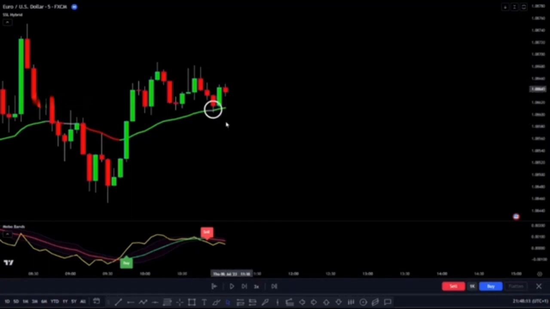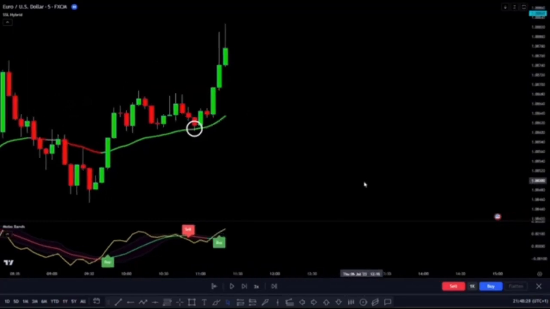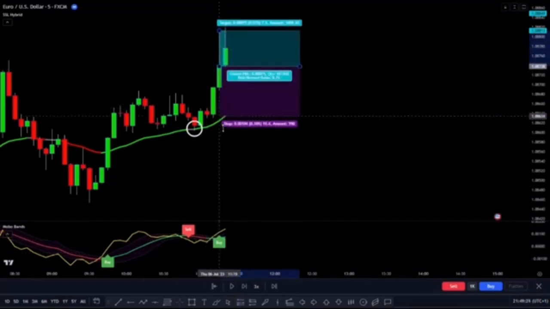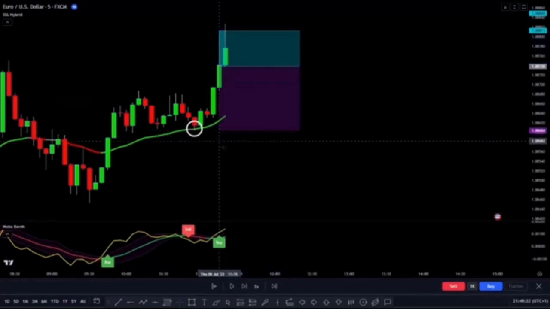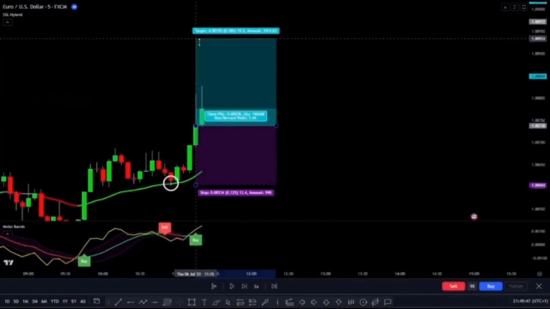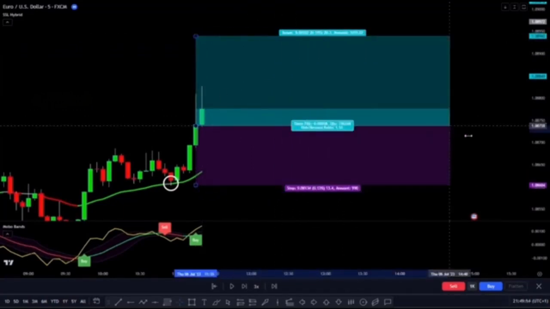After the pullback, we want the next signal on the MOBO bands indicator to be a buy signal. This means that the market is breaking out with momentum above the Bollinger bands, indicating a higher chance of going up. If the next signal after the pullback is a sell signal instead, we'll skip that setup too. When all the conditions are met, we'll enter a long trade. We'll set our stop loss at the recent lowest point the price reached, and our take profit targets will be set at 1.5 times the risk we're taking.